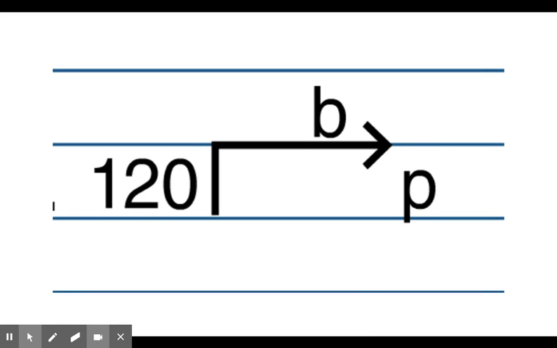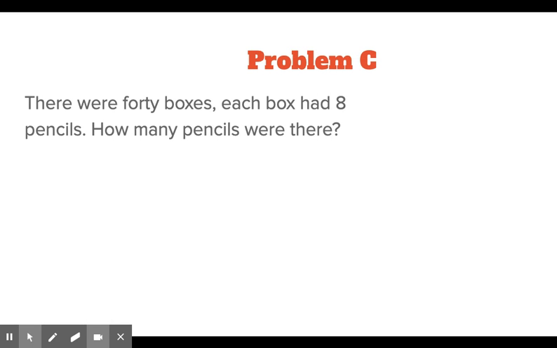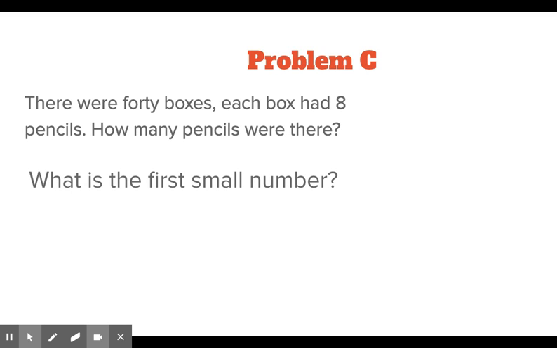All right, let's try another one. There were 40 boxes. Each box had 8 pencils. How many pencils were there? Oof, this is tough. Luckily, by using our skills, we'll be able to figure it out. So, what is the first small number? Could it be 40 boxes? Or each box had 8 pencils? It's going to be 8. 8 is our each number because it goes each box had 8.